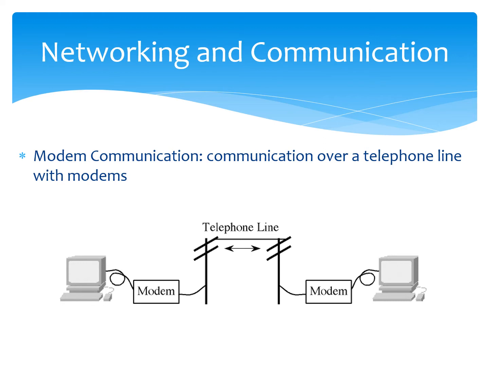Basically, voice is an audible sound, and the telephone line is transmitting electrical signals. Therefore, a device is required to convert audible sounds to electrical signals at the sender side, and convert electrical signals to audible sounds at the receiver side. This device is known as a modem, which is a contraction of modulator-demodulator.